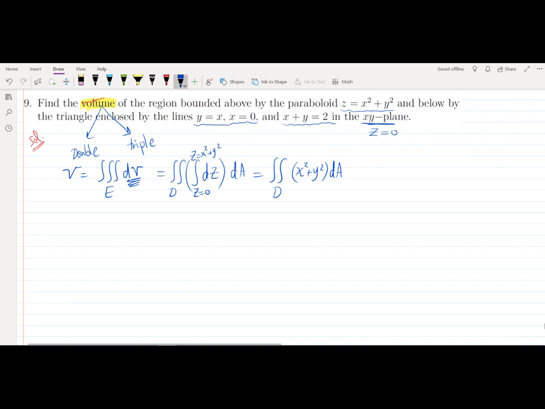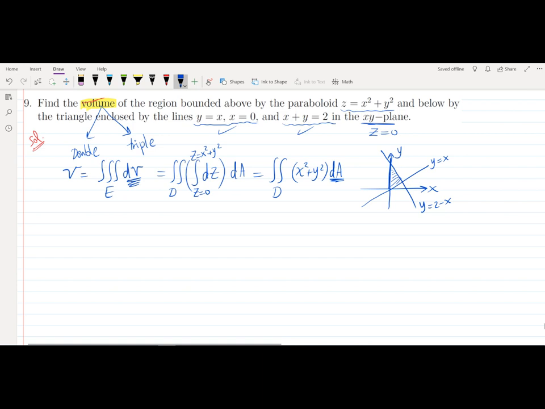And now another problem is to select the type of expansion for dA. So we have to sketch the given region by the equations, and we consider only the equations in the xy plane. So x equals 0, which is the y axis, and y equals x, which is this line. This is y equals x, and x plus y equals 2, which is this line. This is y equals 2 minus x. So the bounded region is this triangle.